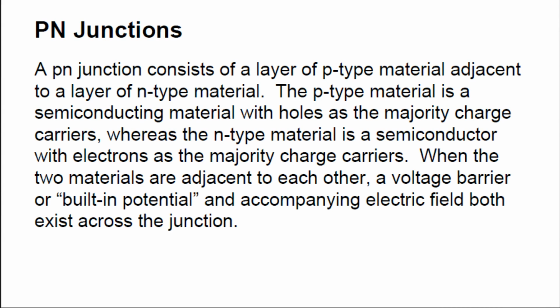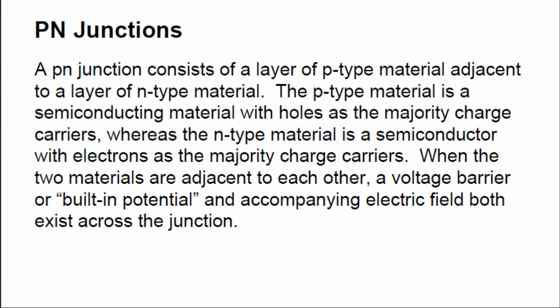And when you put them together and you form that PN junction, the holes and the electrons diffuse from the side they started on across the junction to the other side. And when they do that, they create an electric field there, and there's a voltage potential associated with that electric field. So that's what a PN junction is and how it's created.